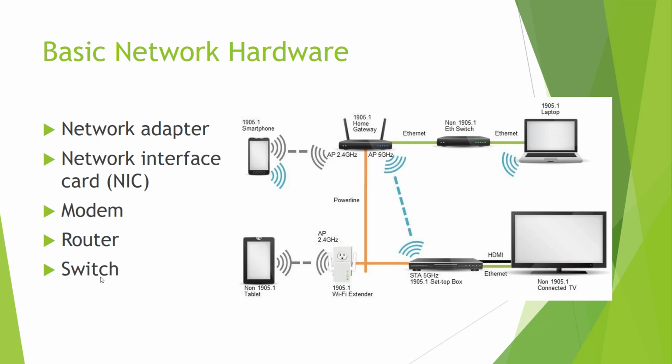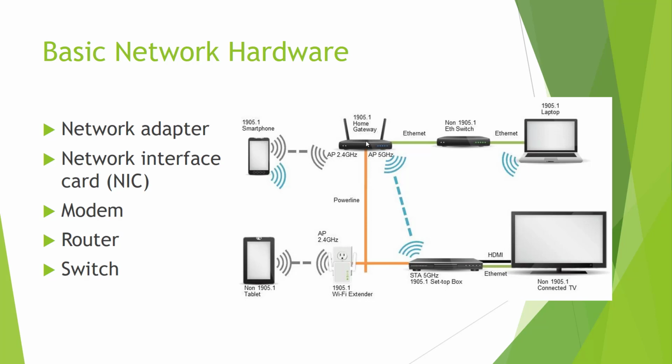So as you can see here on our little network setup, we have a home gateway in the top middle section, which does have 2.4 gigahertz and 5 gigahertz. We have an Ethernet, which goes to a switch, and then that switch goes to our laptop. We also have a power line. That one's kind of fun. You can get Ethernet to power line adapters.